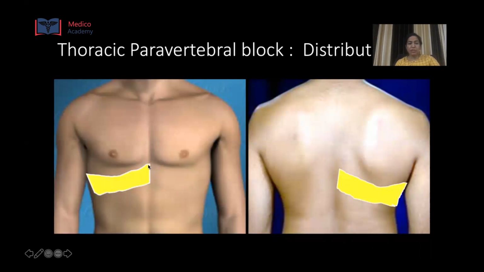So, like I said, thoracic paravertebral block is very similar to the epidural block, except that it is unilateral. So, unilaterally, the dermatome is going to be blocked in the same number of dermatomes anteriorly as well as posteriorly.